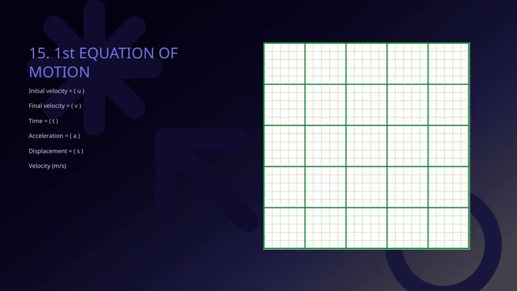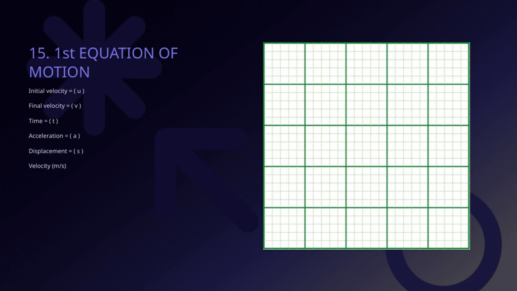We have velocity, which is measured in meters per second, and it tells us how fast an object is moving at a given moment. Displacement, represented here as s, indicates the change in position from the starting point to the ending point. Acceleration describes how quickly the velocity changes over time. Time, t, is straightforward. It's the duration over which these changes occur. Then we have the final velocity, v, which is what the velocity ends up being after a certain period, and the initial velocity, u, which is where we start from.